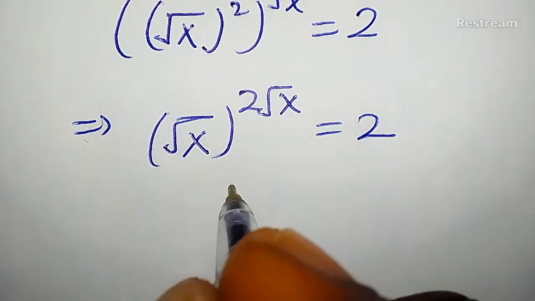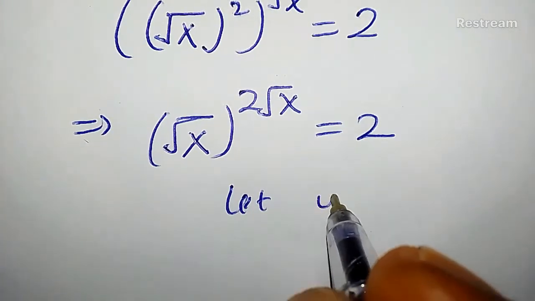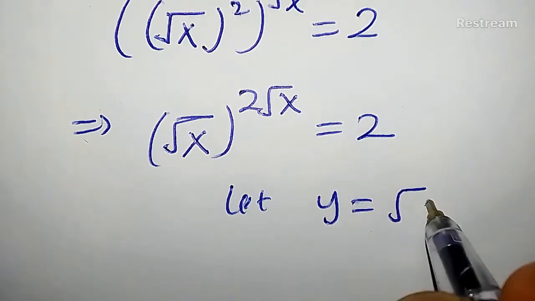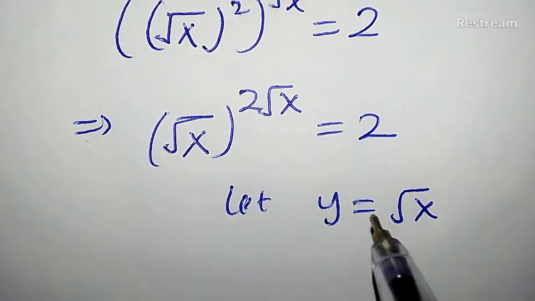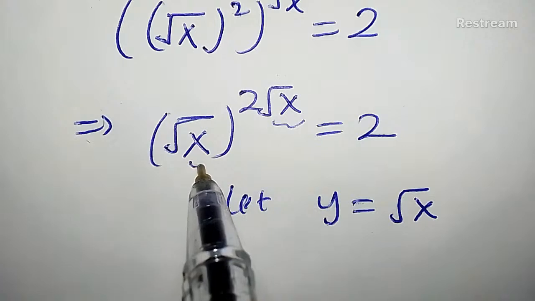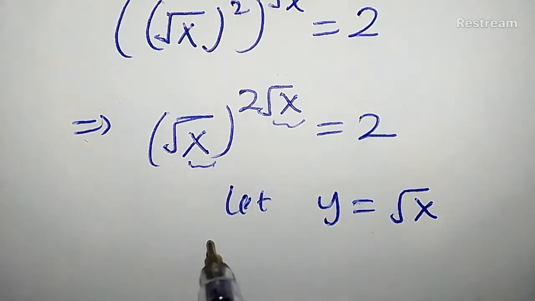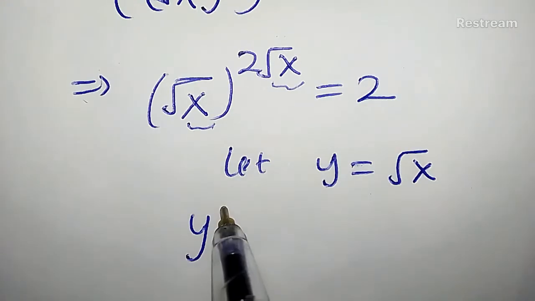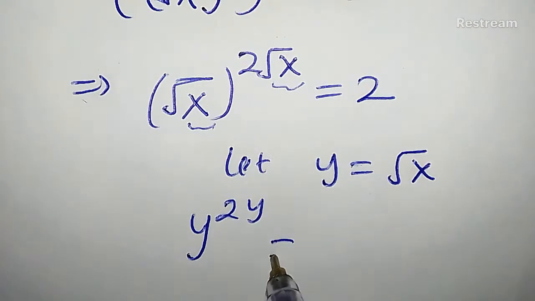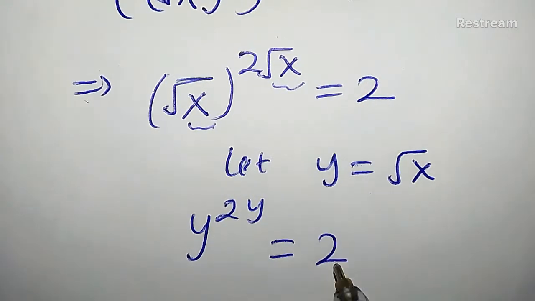Now, let us suppose y is equal to square root of x. That means anywhere we see square root of x, we will replace it with y. So from here, we're going to have y to the power of 2y equal to 2.